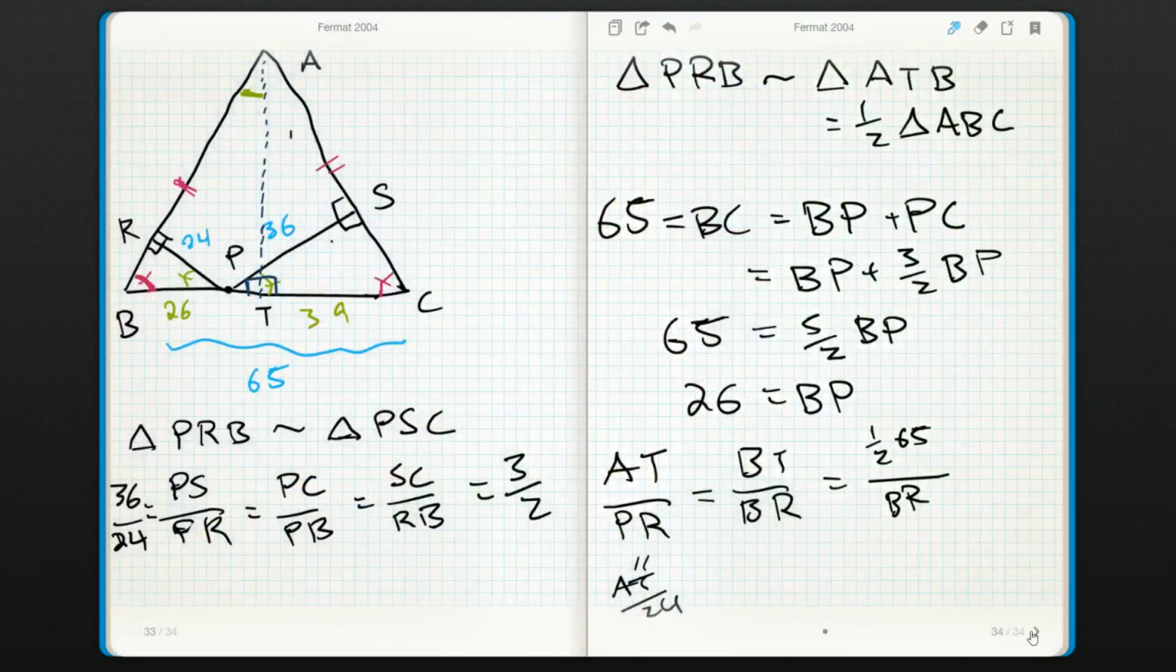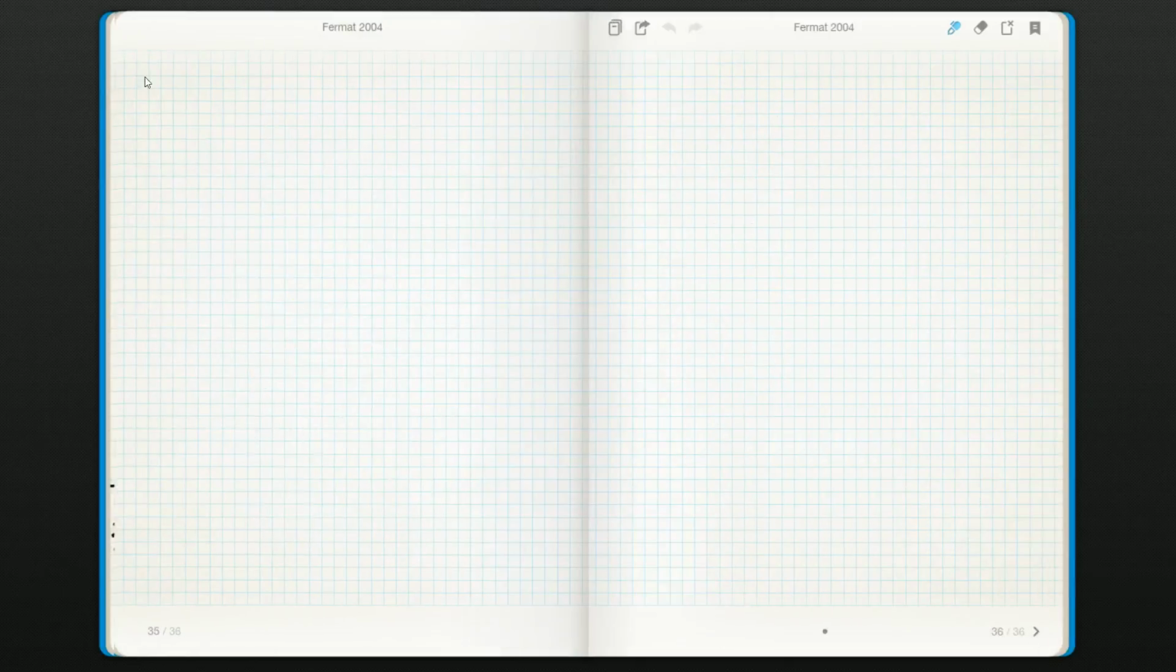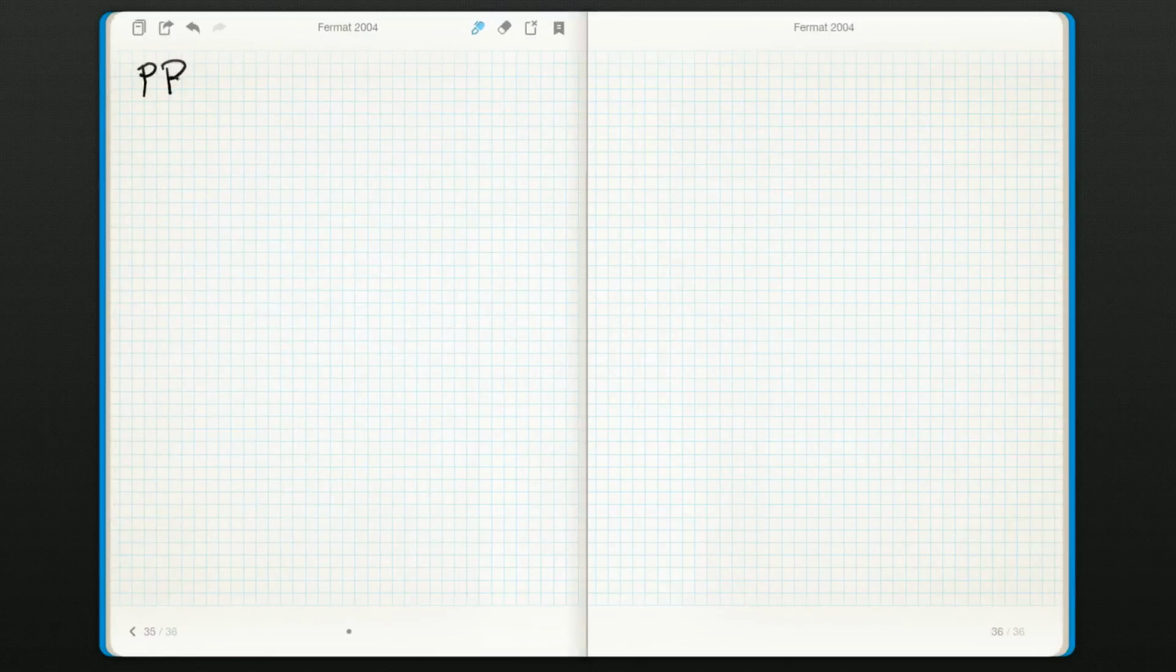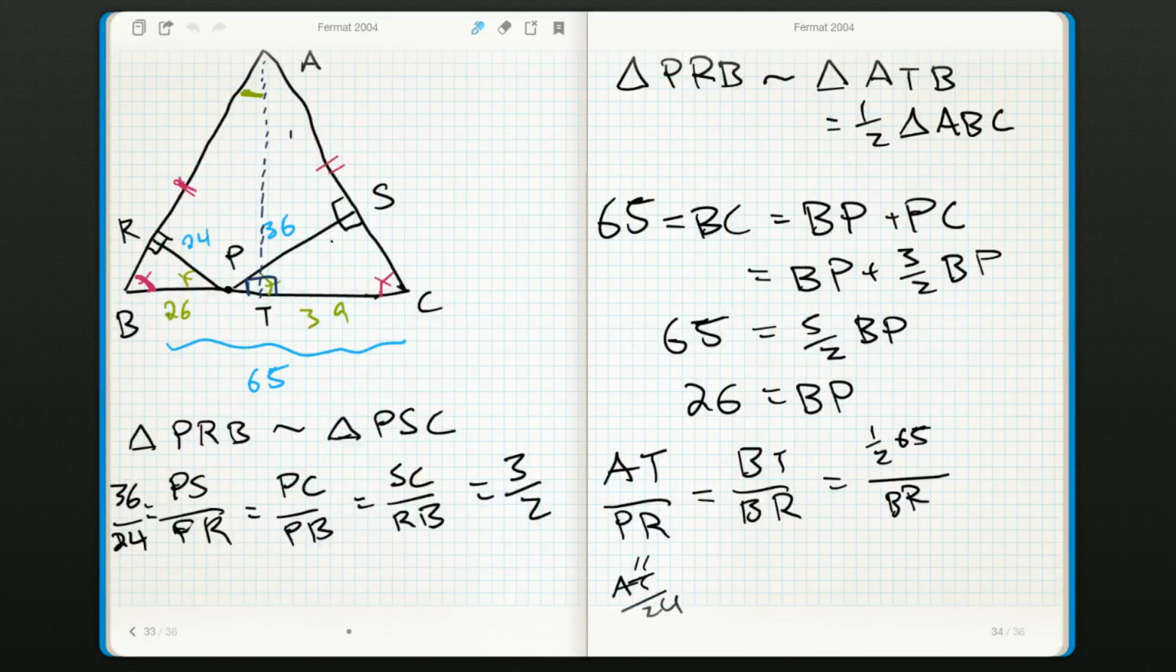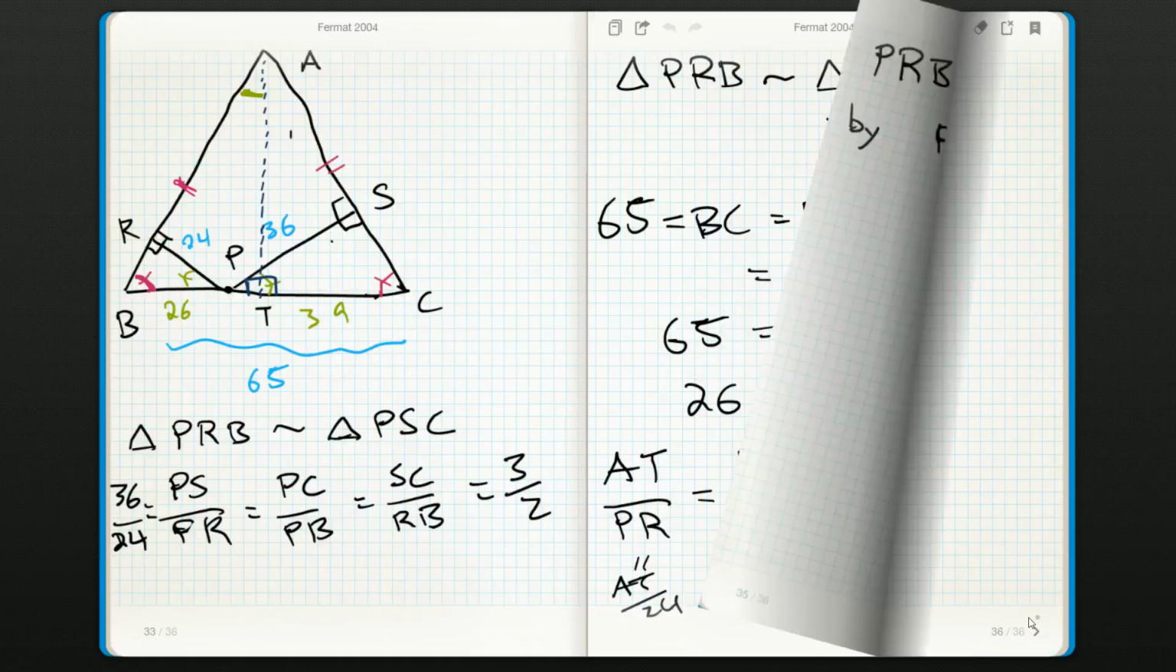Okay. So PRB is a right triangle. So you can either say by Pythagoras, or if you know your, because it's not a written question, so you don't have to prove anything, or if you know the 5, 12, 13 triangle, which this has turned out to be, 26 is 13 times 2, 24 is 12 times 2, so this should be 5 times 2, which is 10. So you can either know that, or you can work this out.